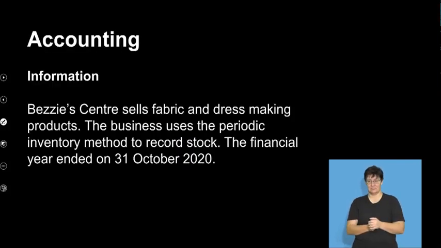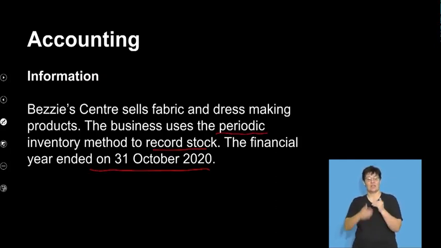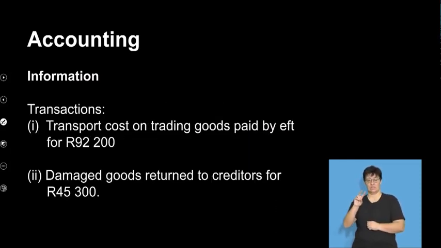Right, let's move on with the question, and it says here, Besi Center sells fabric and dressmaking products. The business uses the periodic inventory system, so they are using the periodic inventory system to record the stock. The financial year end is the 31st of October 2020. Okay, now, transaction number 1. Transport cost on trading goods paid by EFT amounted to 92,200, right?